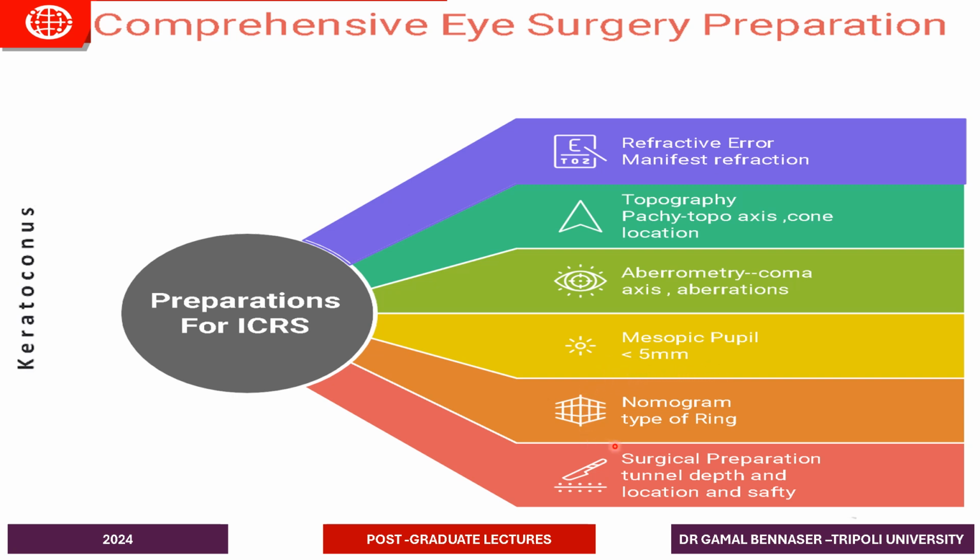And also we have to apply the nomogram according to the type of the rings that we are going to use, and then finally to determine regarding the surgical procedure, the location of the incision, the tunnel size and site, and the location and the safety of this tunnel. Now we will go in the details of each one of these steps and study them in more details. We'll start with the refraction or the manifest refraction.